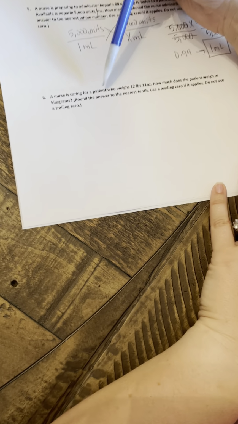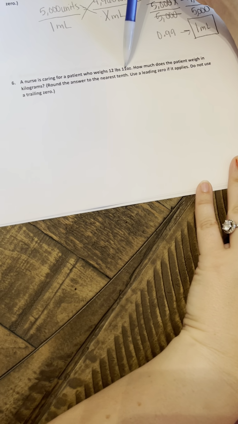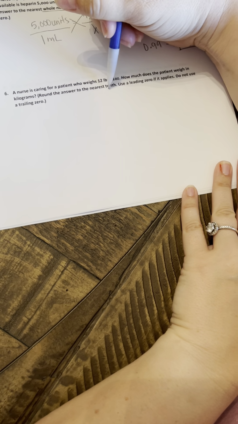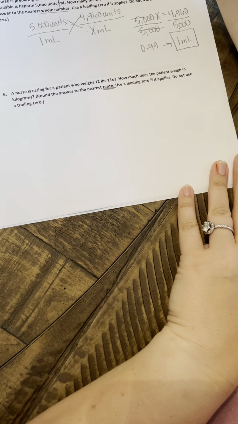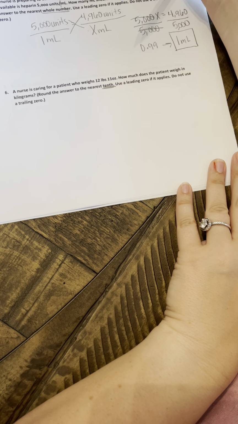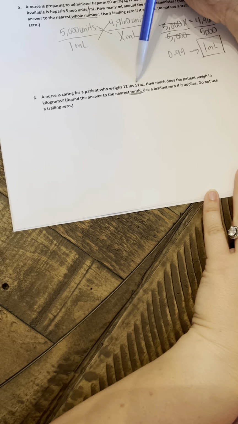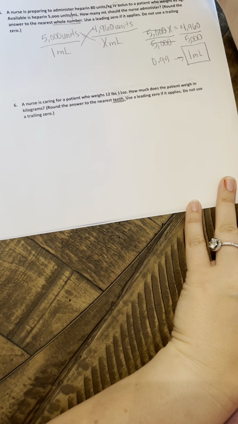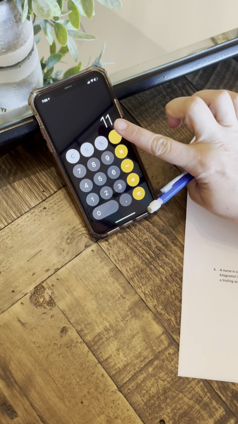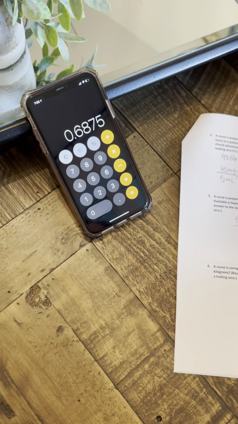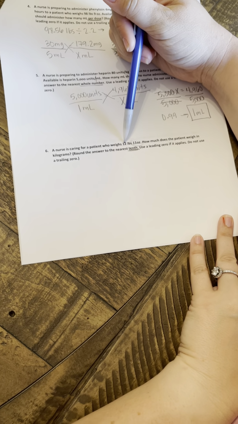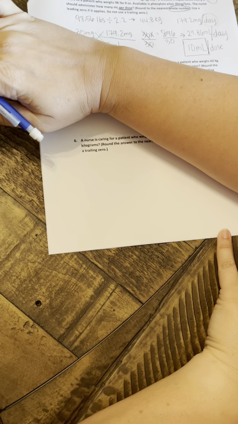All right, a nurse is caring for a patient who weighs 12 pounds, 11 ounces. How much does the patient weigh in kilograms? We're gonna round to the nearest 10th. So remember, it's not 12.11. We're gonna find out how many pounds is 11 ounces. So we do 11 divided by 16 is 0.6875, and then we're gonna add that to 12, so plus 12.